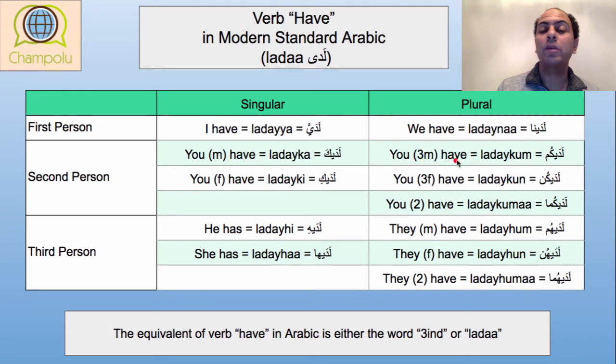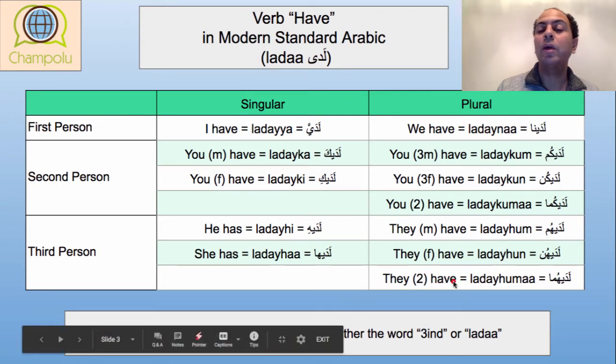You have, when addressing a group of males or mixed, لديكم. You have, for addressing a group of females, لديكن. You have, for addressing two people, لديكما. They have, for a group of males or mixed, لديهم. They have, for a group of females, لديهن. They have, for two people, لديهما.